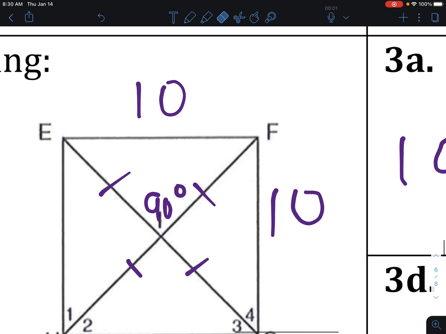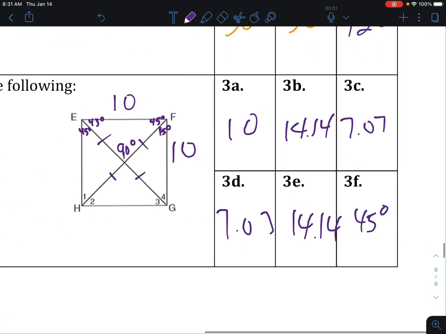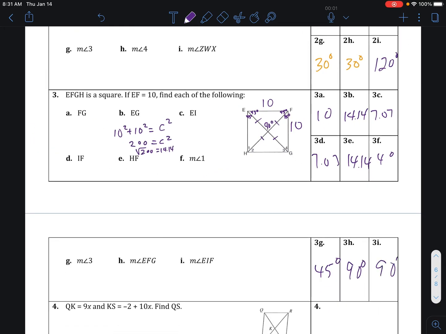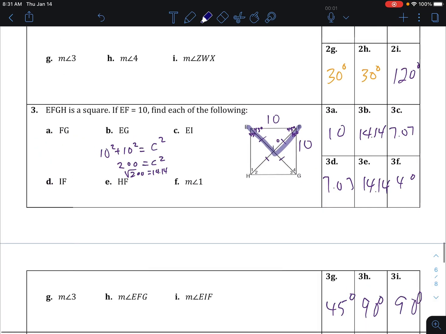You'd be like, wait, that's way too hard. How come you'd go the long way? We know that it's a square and all the angles are 90 degrees. We also know a square is a rhombus, which means the diagonals bisect the angles, so that means these are all 45 degrees. The 90 degrees gets split in half. So all those angles are 45 degrees. So angle 1, 45 degrees. Angle 3, 45 degrees. EFG, 90 degrees. And EIF, 90 degrees. We used that already. All the diagonals are perpendicular, so all those angles are 90 degrees.